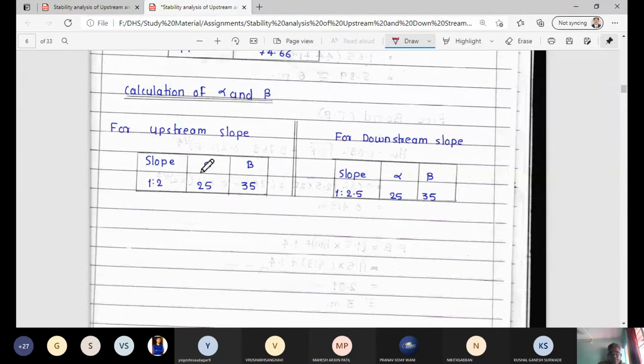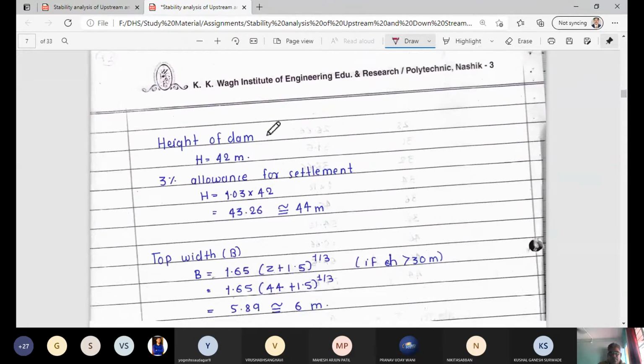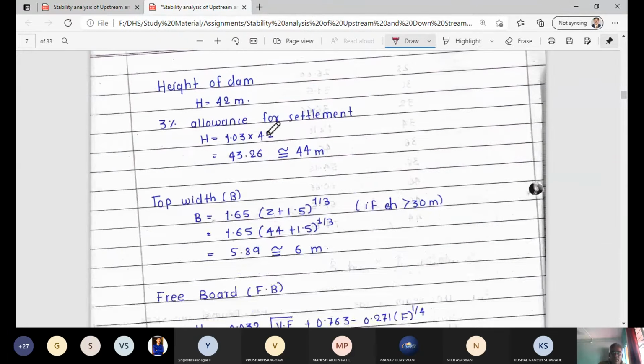So for upstream slope, it is given alpha is equal to 25, beta is 35, slope is 1:2. So according to the slope 1:2, the values of alpha and beta are taken from the table or IS code, and for the downstream slope, your alpha and beta values you have to take from this IS code. So special IS code is for this earthen dam. I will tell you later.